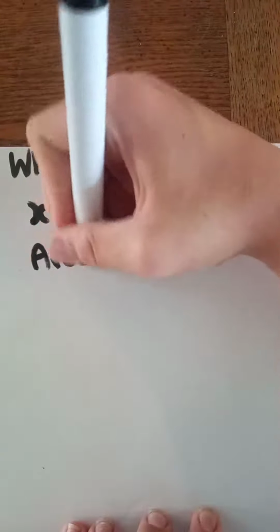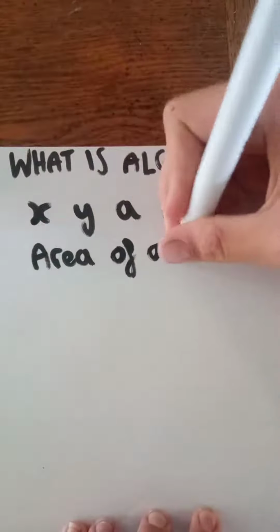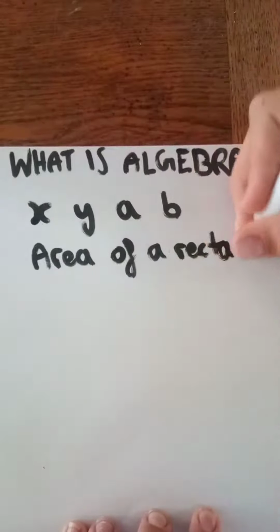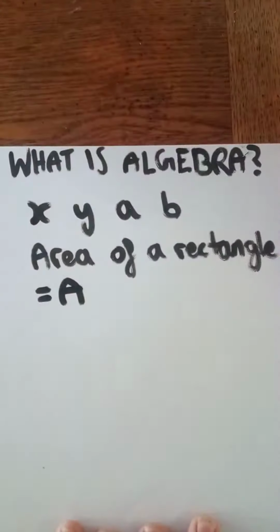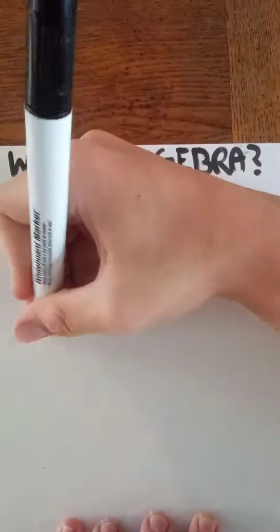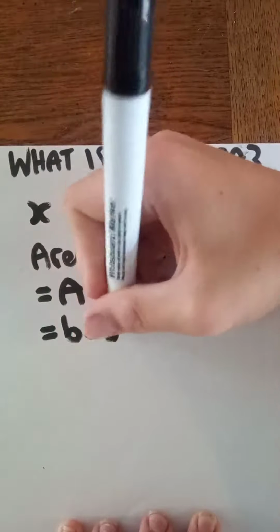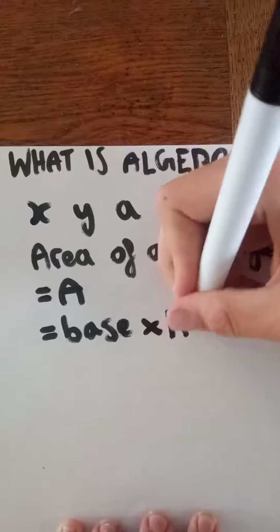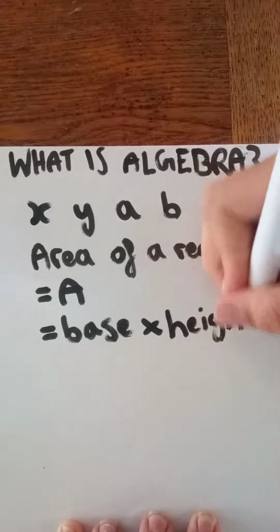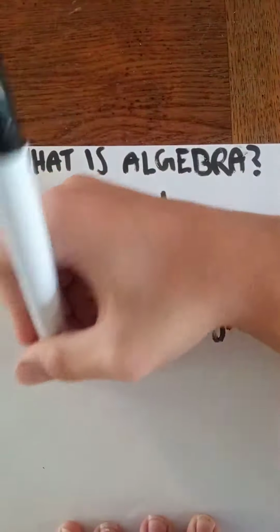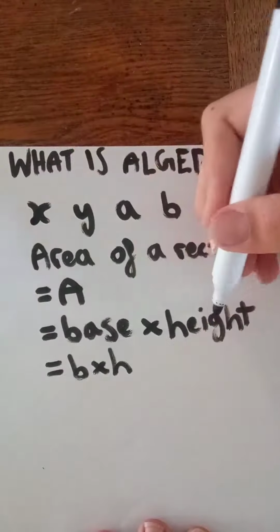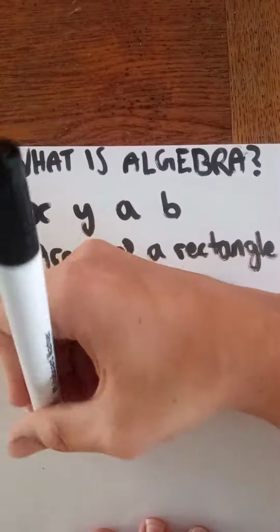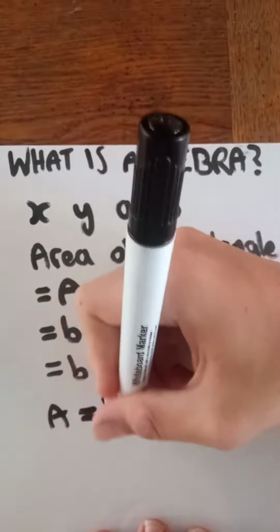For example, the area of a rectangle can be represented with the capital letter A. This is worked out by multiplying base and height, which can be represented by B times H. B is the base and H is the height. So we have A equals BH.